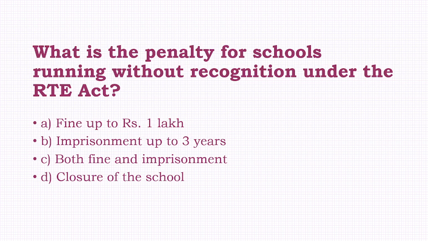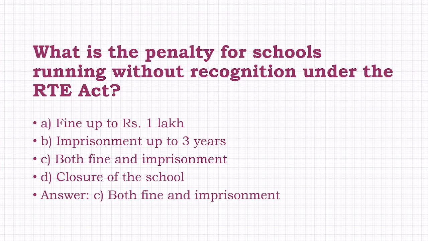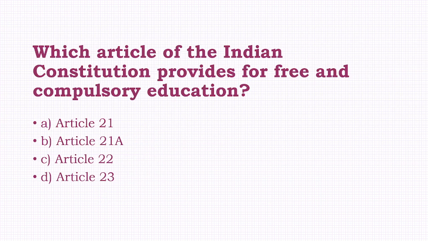What is the penalty for a school running without recognition under the RTE Act? Option fine up to 1 lakh, imprisonment up to 3 years, both fine and imprisonment, closure of the school. Answer of this question is option C, that is both fine and imprisonment.